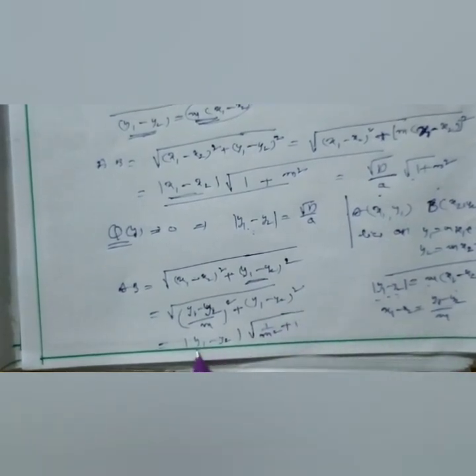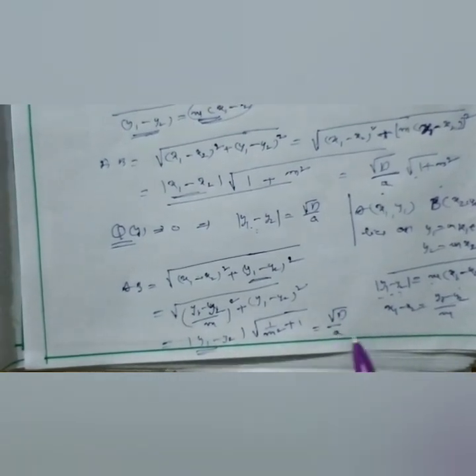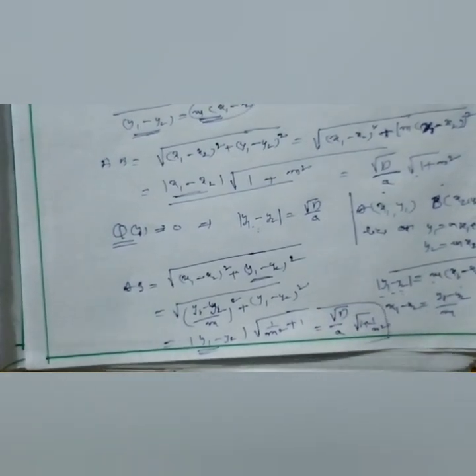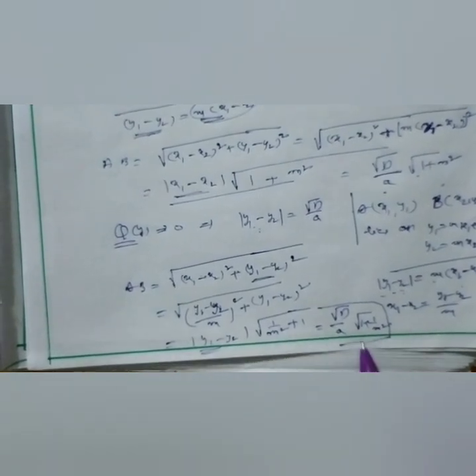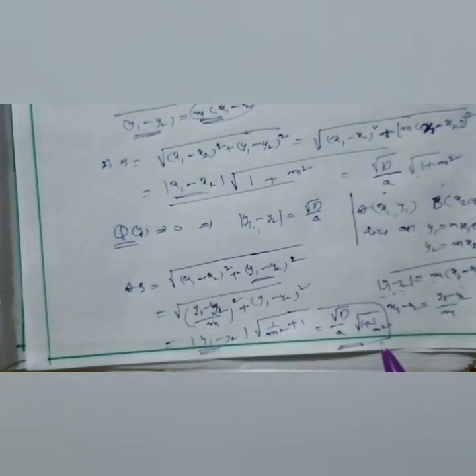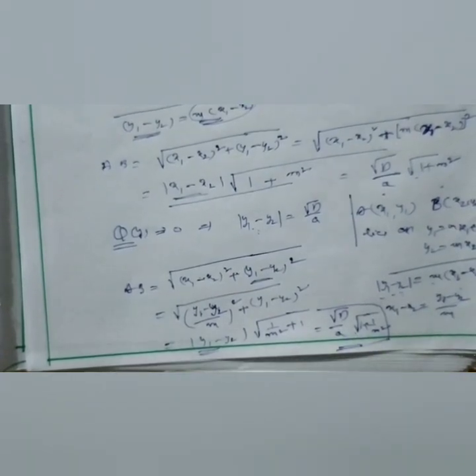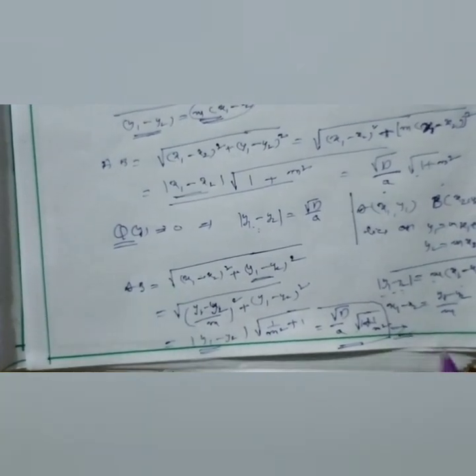This is nothing but root d by a into root over 1 plus 1 by m square. This is the length of the chord. In terms of y, whenever the quadratic equation is formed in y coordinates, we have to use the formula root d by a into root of 1 plus 1 by m square. This is to be memorized, very important.